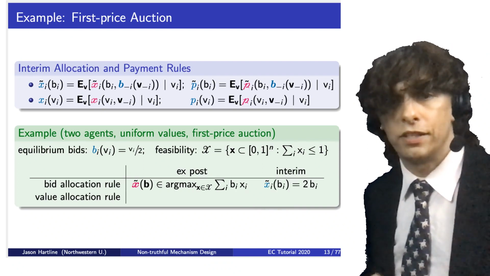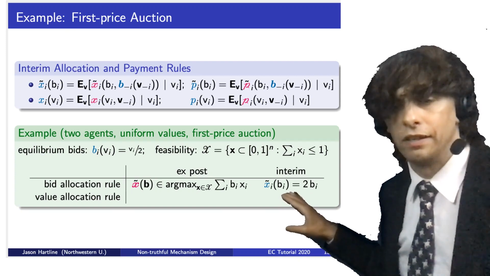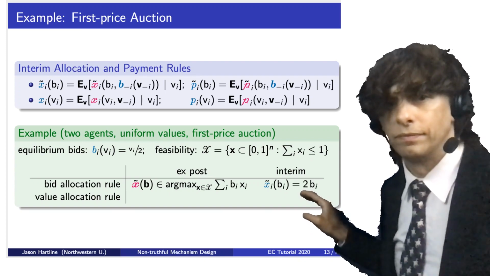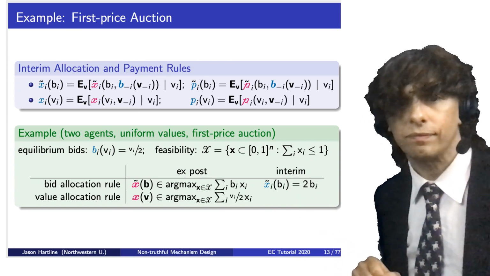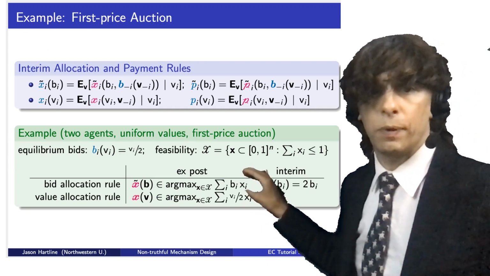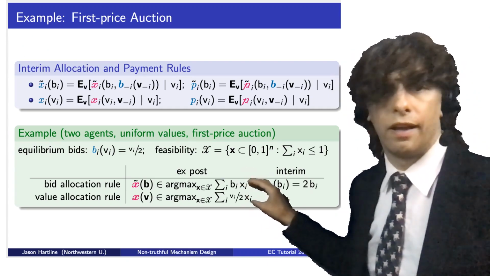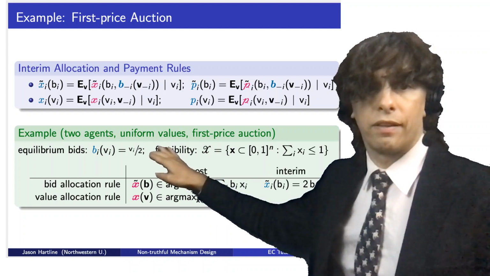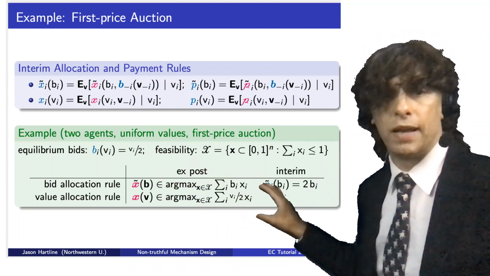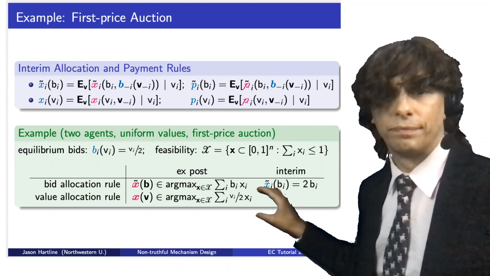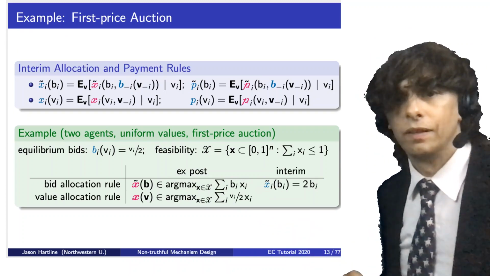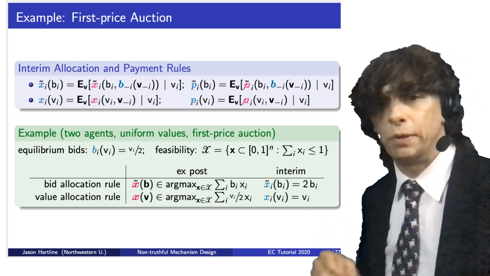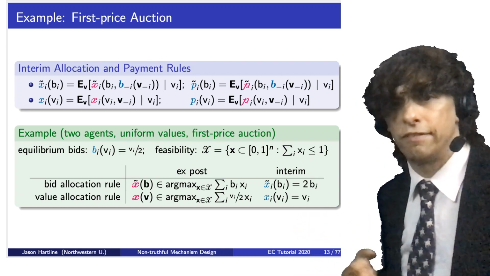At the interim stage, we already saw this in the previous section. The probability that a bidder wins given their bid is twice their bid. We saw this with our warm-up example. Mapping the ex post allocation rule into value space using our strategies, where a strategy says your bid is equal to half your value, we see that we're just optimizing this function. And in the interim stage, we see that the interim allocation rule, the probability that an agent wins as a function of their value, is just their value.